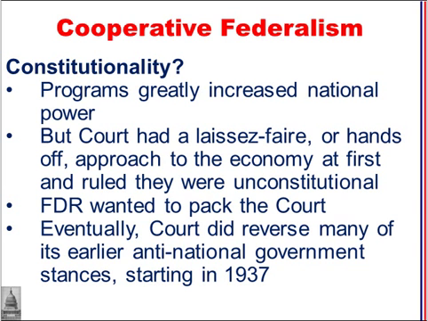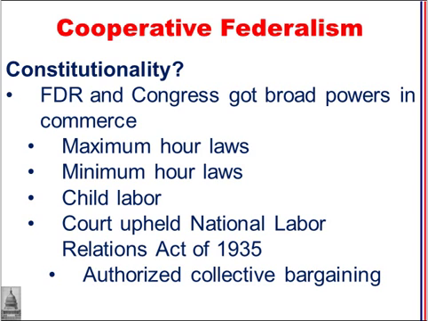FDR wanted to pack the court, which would mean expanding it from 9 to 13 justices, and those extra 4 would be appointed by him, so that would give him a majority on the court. It never happened. The idea of it sparked outrage in Congress and in the public, but it didn't really matter anyway because the Supreme Court did start to reverse many of its earlier anti-national government stances in 1937. So FDR and Congress got broad powers in commerce. They did things like maximum hour laws, minimum wage laws, child labor laws. The court upheld the National Labor Relations Act of 1935, which authorized collective bargaining amongst labor unions and employees.